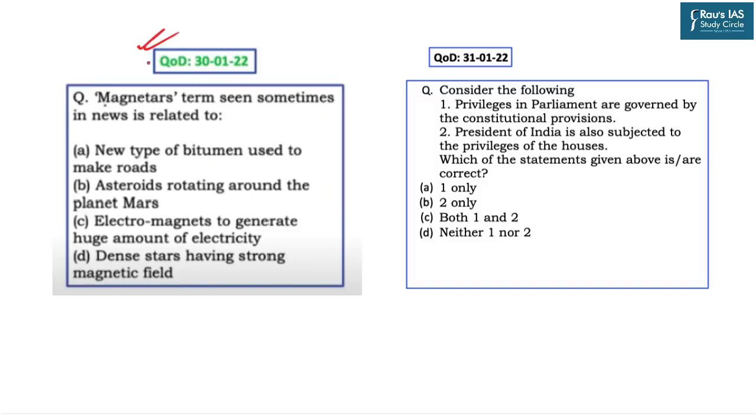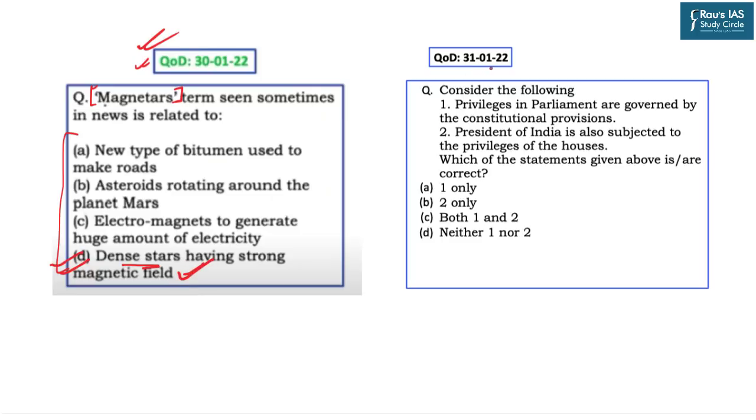And in the end, now we will discuss the question of the day. The question asked in yesterday's DNS was related to the term magnetars. The question said that the magnetars, a term seen sometimes in news, is related to which of the following options. So out of this, option D, that is the dense stars having strong magnetic field, is the correct answer.